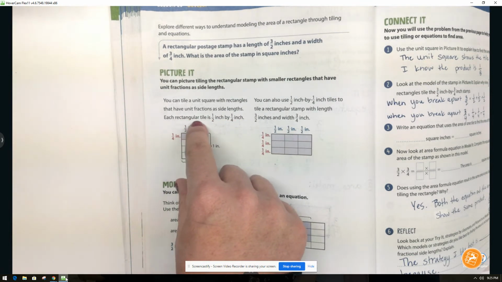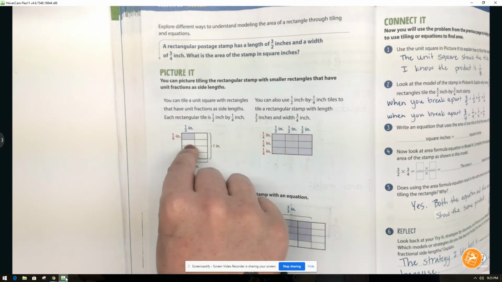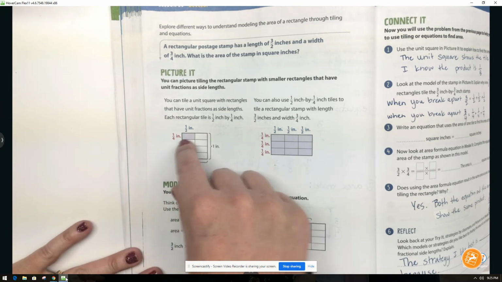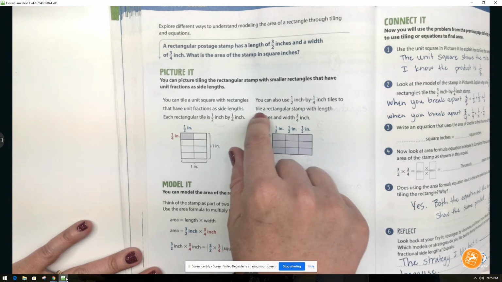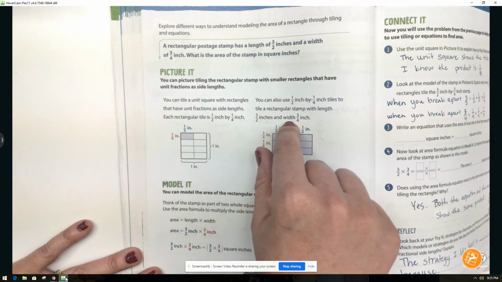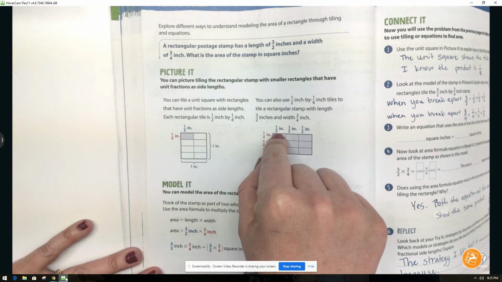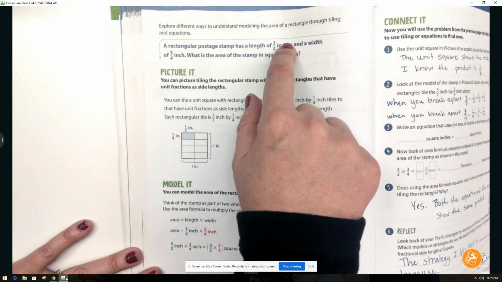Each rectangular tile is 1/2 of an inch by 1/4 of an inch. So we know that one of these squares is going to be 1/2 of an inch times 1/4 of an inch. And we're going to talk about how we got that in a moment. You can also use 1/2 of an inch by 1/4 of an inch tiles to tile a rectangular stamp with the length of 3/2 of an inch and a width of 3/4 of an inch. So if we add 1/2 plus 1/2 plus 1/2, it's going to equal that 3/2 that we see here.